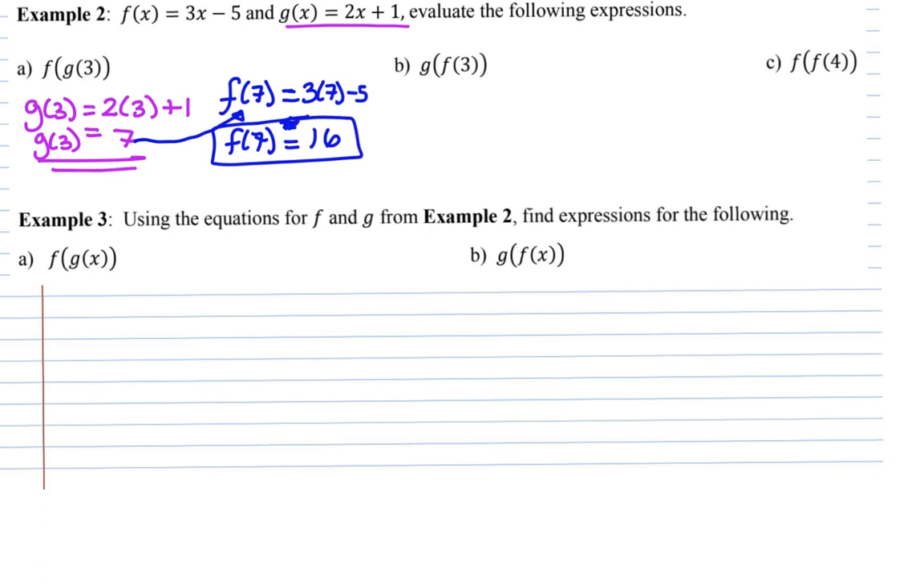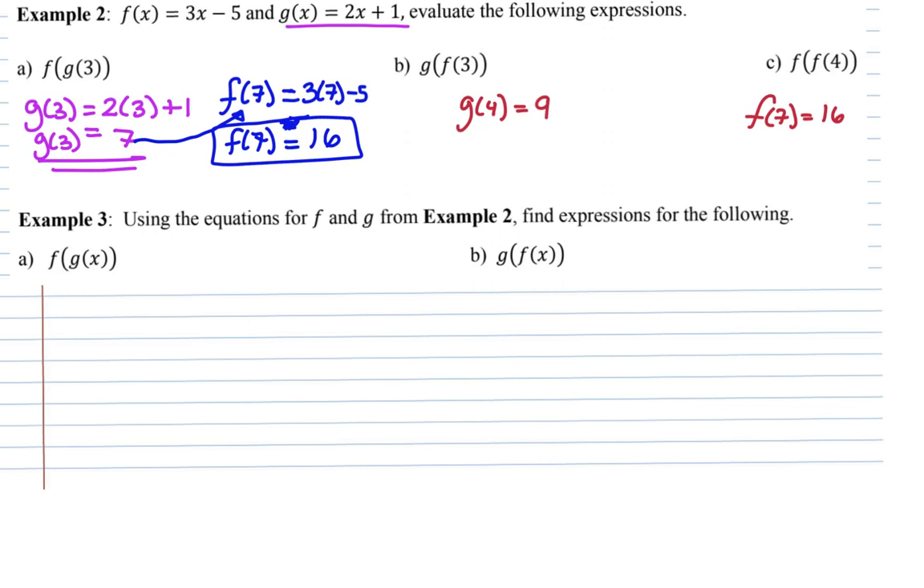Equal 16. Okay, so I'm going to tell you right now, pause the video and try B and C. And then I'll show you just what the answer was. So if you work this out for B and C, for B you should have got g of 4 equals 9. That should have been your final answer. And for C you should have got f of 7 equals 16. Okay, so we're going to move on to the next example.